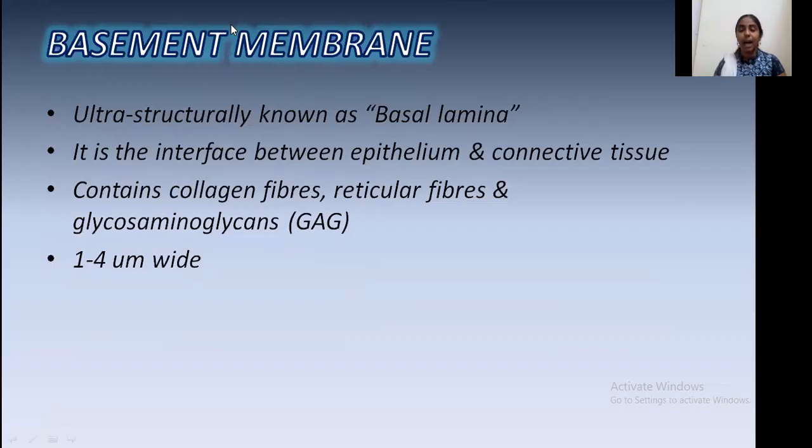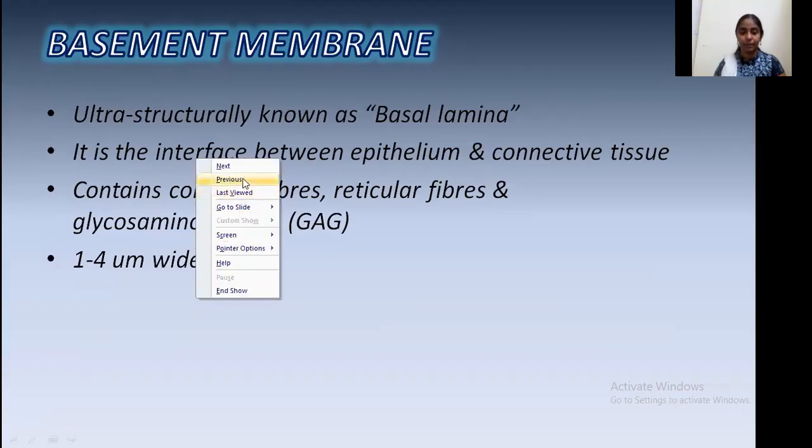Basement membrane. As I already mentioned, students, between the epithelium and the connective tissue of the oral mucosa, you have the basement membrane. Ultrastructurally, it is called the basal lamina. It is the interface between the epithelium and the connective tissue. It contains collagen fibers, reticular fibers, and glycosaminoglycans. It is 1 to 4 micrometers wide. One word to note.